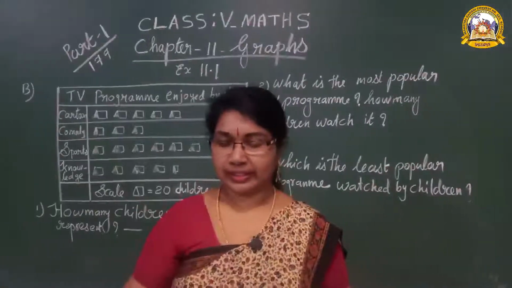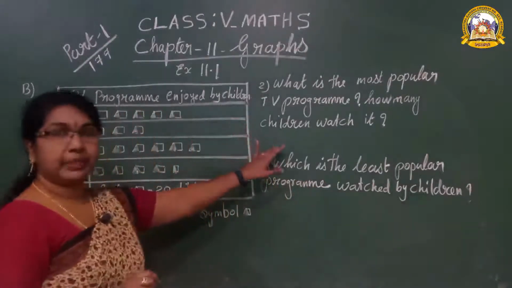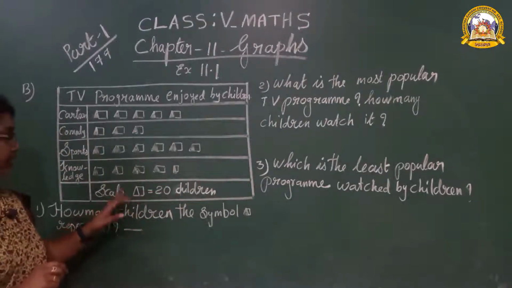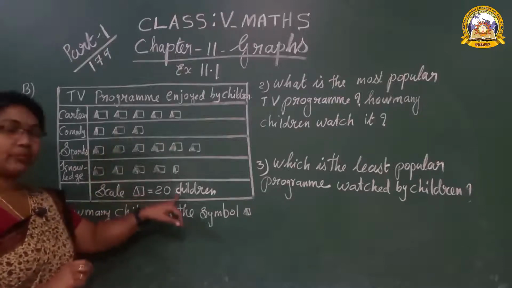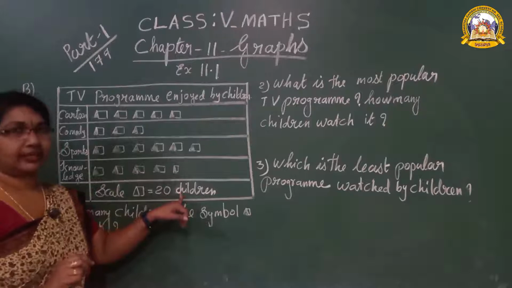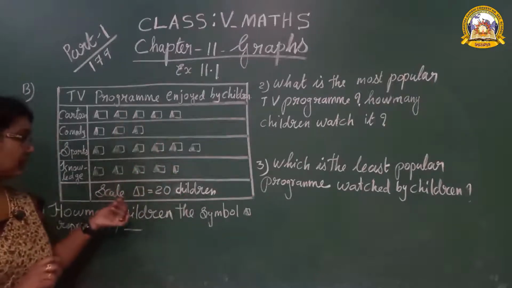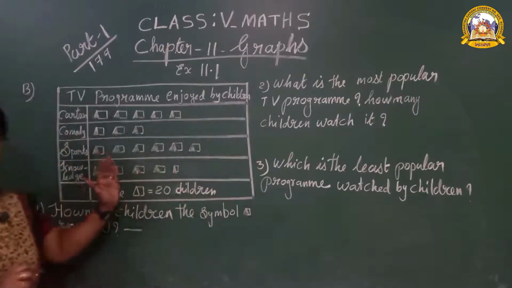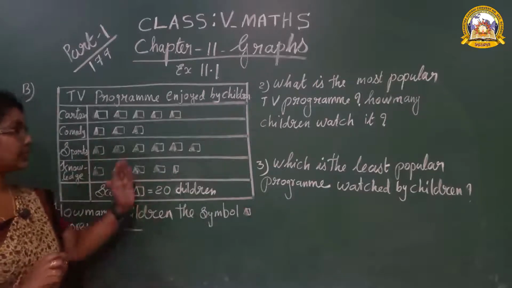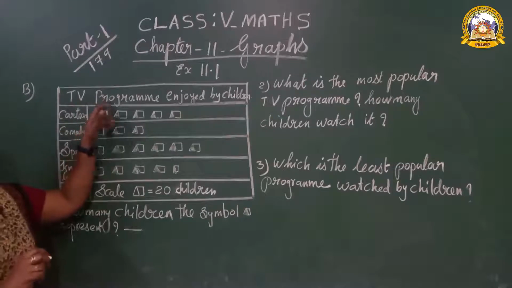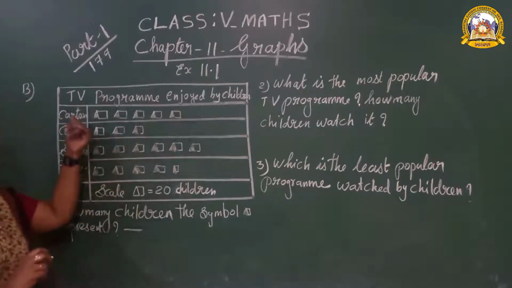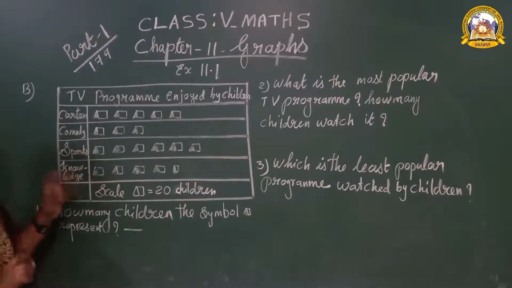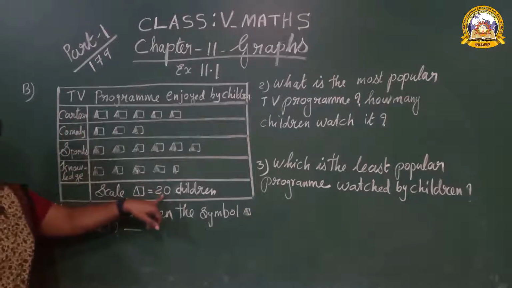Now see the students. See question number B. The pictograph is given and see the scale. What is the scale? This picture shows how many children? 20 children. And for a pictograph, as I always told you, without the scale we cannot draw the pictograph or write down the answer. In the exercise only 2 questions are there. This is the big question: TV programs enjoyed by the children. And how many TV items are given? Cartoon, comedy, sports and knowledge. One picture represents how many children?